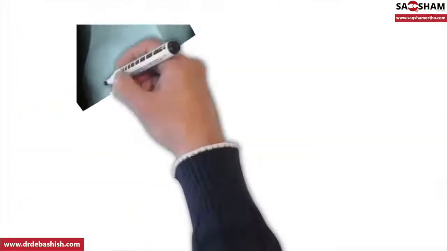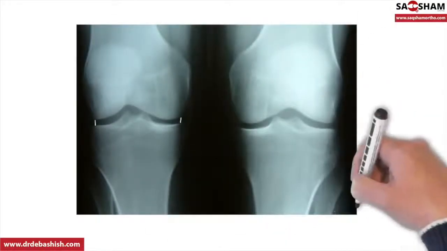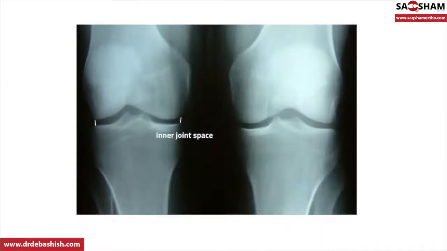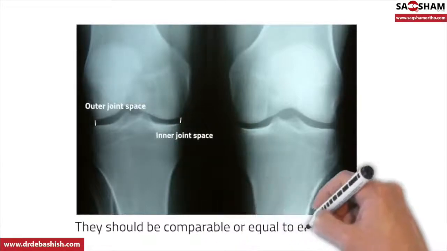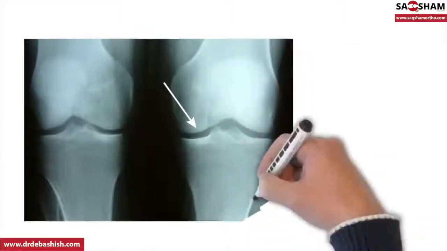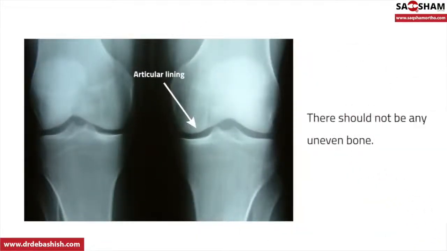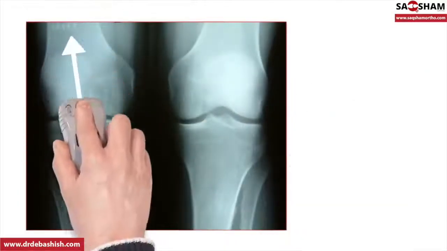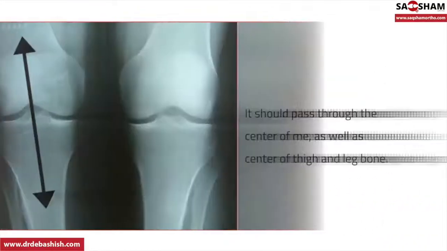So let's come back to the X-ray again. How can we say that the gap, or the cartilage, is good in the joint? Please consider the medial joint space, the inner or the outer joint space. They should be comparable or equal to each other. Number 2, the articular lining should be smooth. There should not be any uneven bone. Lastly, if we draw a line in between the joints, it should pass through the center of the knee as well as the center of the thigh and leg bone.